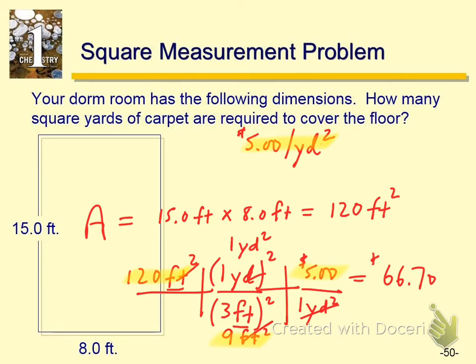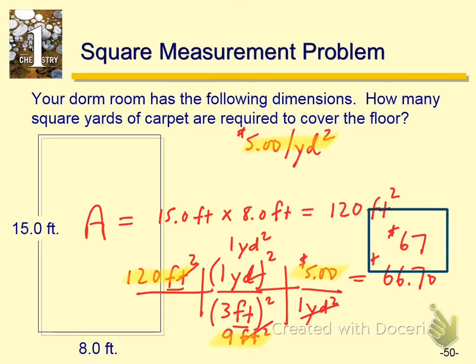Now, in terms of significant figures, that's actually 4 significant figures. How many significant figures would I report this to? 2. We're limited by the 8 here. We're limited by the 8, okay? And so, strictly speaking, in two significant figures, what would this be? $67, okay? $67. All right.